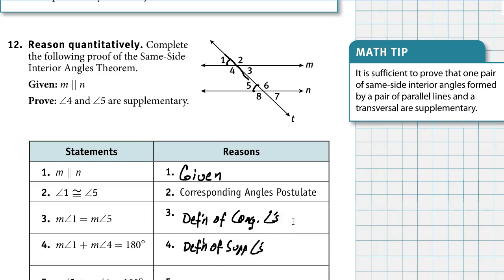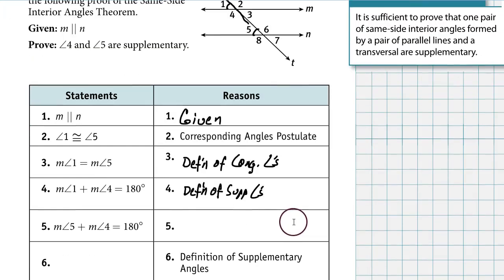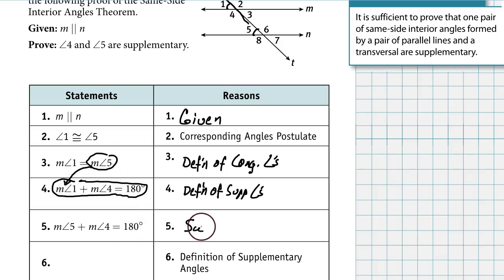Two angles that sit side by side and make a straight line, the measures are going to add up to 180. How come angle 5 plus angle 4 equals 180? Well, what's going on here is we're taking the equation that we just had and we're replacing the measure of angle 5 in place of where it has the measure of angle 1. And that creates angle 5 plus angle 4 equals 180. That is called substitution.